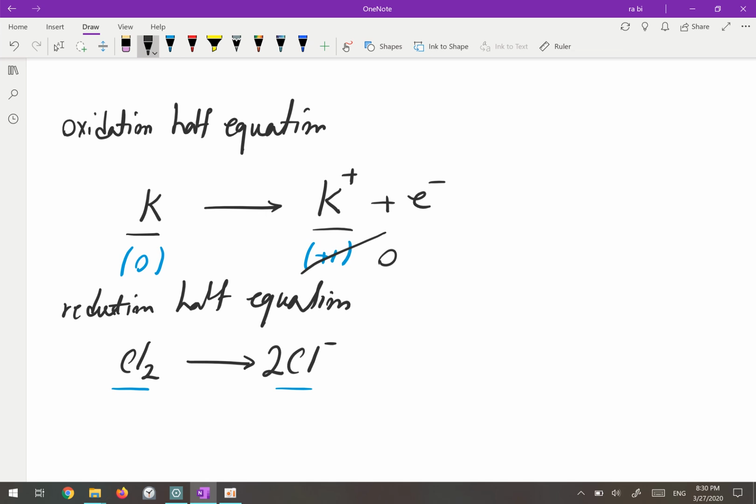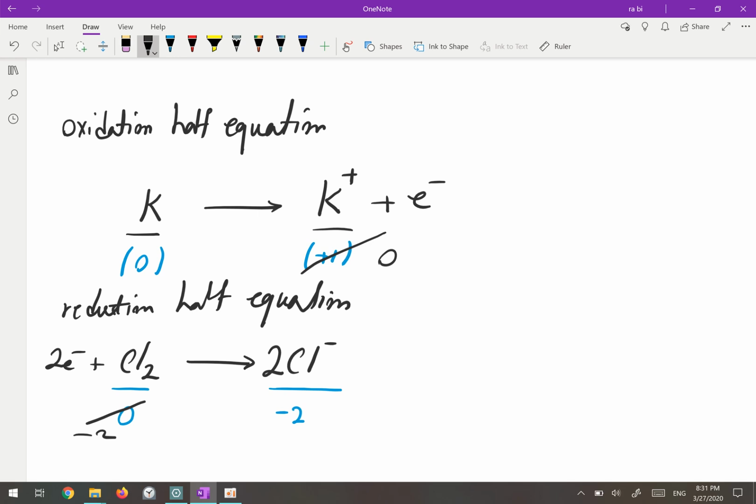Let's balance the charge. The charge at the left side is 0. At the right side, the charge is -2. You have 2 chloride ions, each one of them is -1, so totally I have -2 charge at the right. If I want to make them equal, I have to add the electron to the side which has more negative charge. Here is 0. I need to add 2 electrons here to make this side also -2, same as the other side. So this is the balanced reduction half equation.